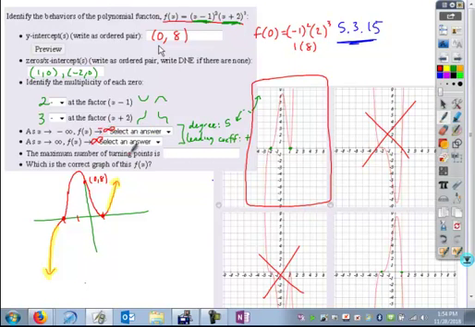The maximum number of turning points again has to do with the degree. The degree gives you the maximum number of zeros, so there are at most 5 zeros. But the number of turning points is 1 less than that, so there's a maximum of 4 turning points. You can see here that there are only 2. It turns here and it turns here. But there is a maximum of 4, and then again we identified the actual graph of that.